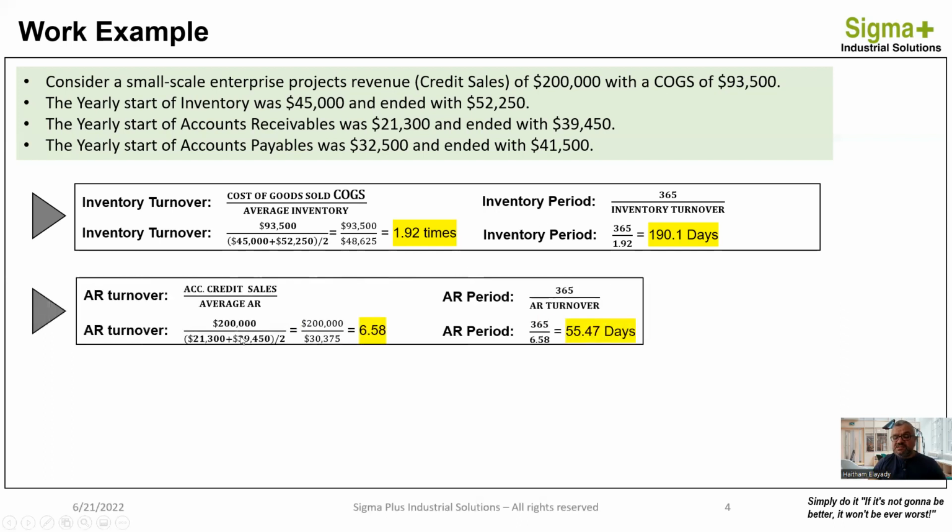Okay, now the second KPI, which is the accounts receivable turnover, and this is calculated by dividing the accumulated credit sales, which is $200,000, by the average accounts receivable. Remember the figures in January and in December, and the average of January and December was found to be $30,375. So by dividing the credit sales, or the annual revenue, of $200,000 by the 30,375, it will give me the turnover of the accounts receivable, which is almost 6.5 times.